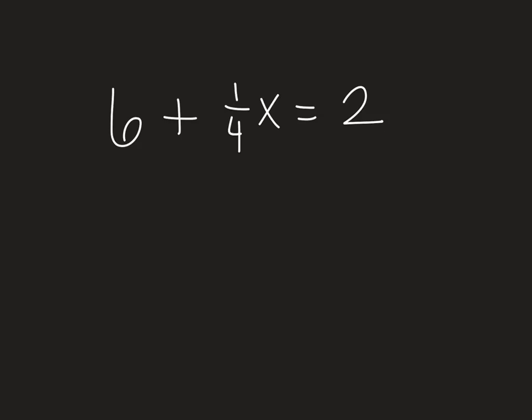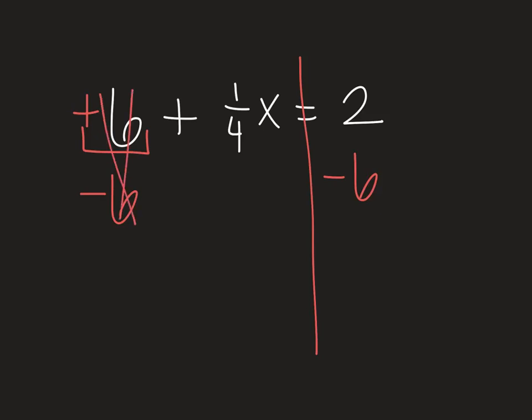Example 5, again, line through the equal sign. We want to get rid of anything without the variable, so that would be the 6. This is a positive 6, so to undo a positive 6, we use the opposite. The opposite of positive 6 is negative 6, so we're going to subtract 6 on both sides. These cancel. I'm left with 1/4 x equals, and then I'm going to do 2 minus 6 on my calculator, and I get negative 4.